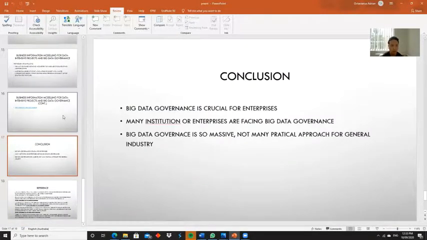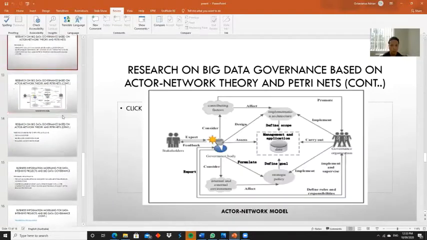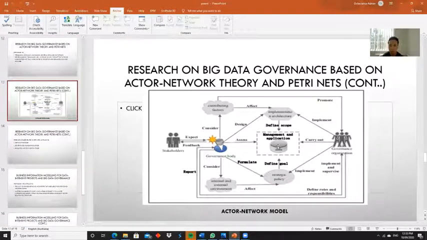So this is the actor network model. Actually, it defines human factors and inhuman factors in equal roles, like stakeholders, governance organization, and so on.